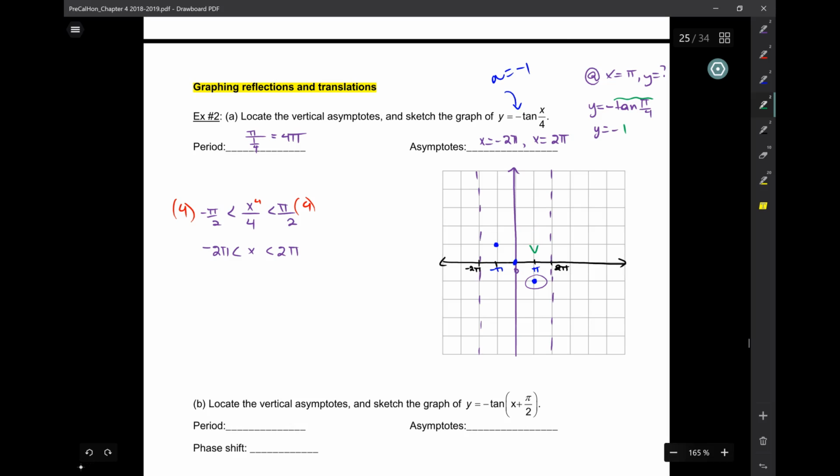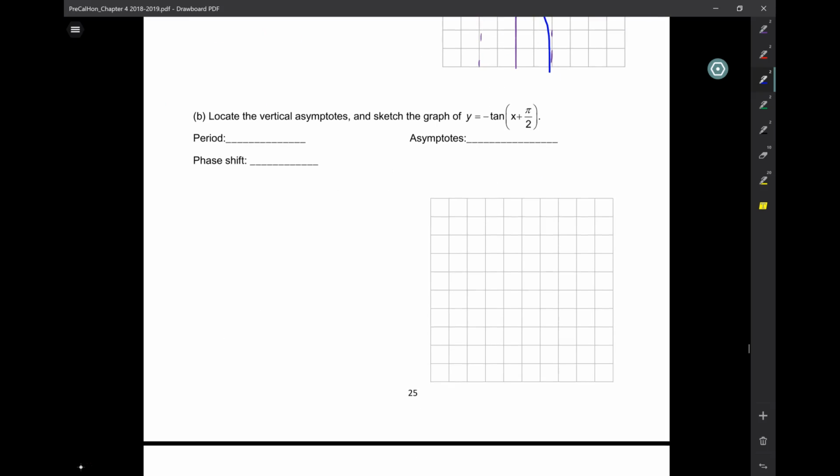All right, so here, this will look like this and that. Okay? Okay, let's do an exciting one.